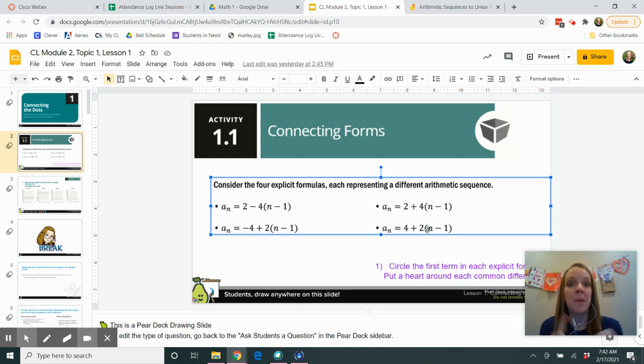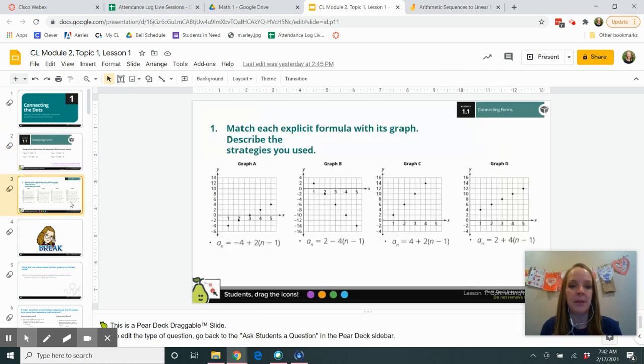Okay, so you've got to remember where your first term is. It's right after the equal sign. And you have to know what your common difference is. Remember, D represents common difference. Okay. All right, so now let's look at it with some graphs.